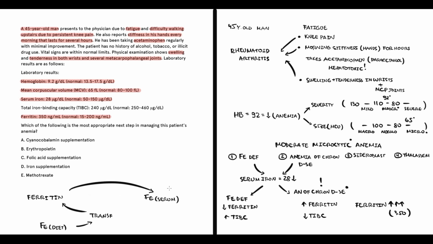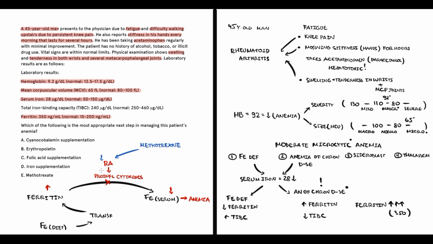Rheumatoid arthritis causes massive production of pro-inflammatory cytokines, which block the transportation of iron molecules from ferritin to serum iron. As a result, ferritin increases and serum iron decreases, which causes anemia. To treat anemia of chronic disease, we have to remove the causative factor, which is rheumatoid arthritis.